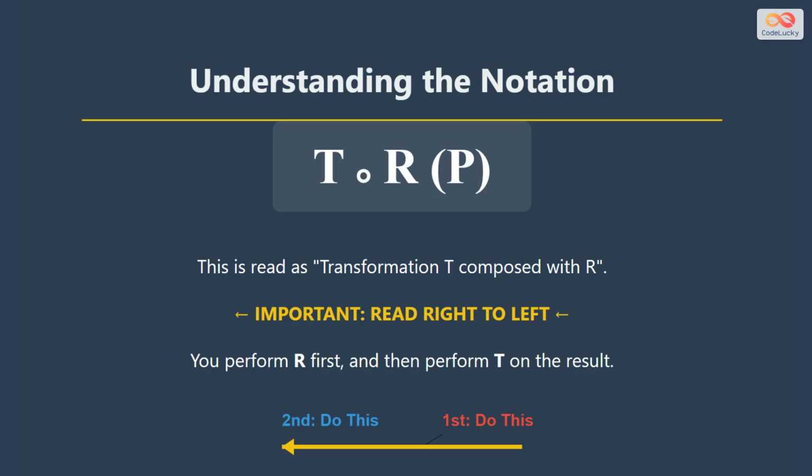Notation can be tricky here. When you see T circle R of P, it is easy to read it left to right. But in math, function notation is read from right to left. You perform the transformation closest to the point P first. So here, you do R first, and then T.